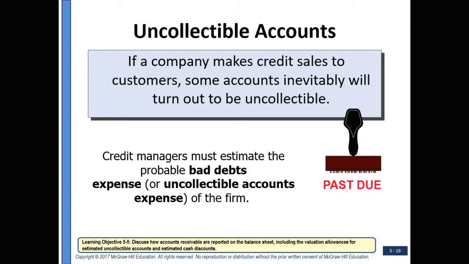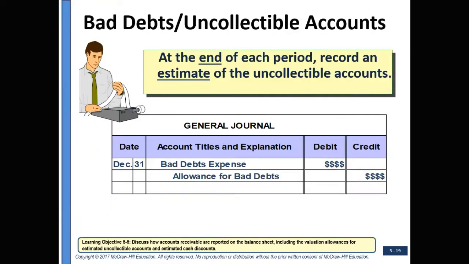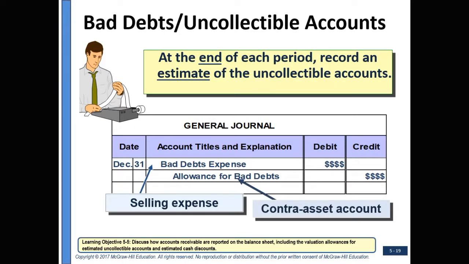What this valuation account that we call the allowance for bad debt expense does is it helps us pair or match the expense with the revenue that it generated, and then allows us to show a true and accurate representation of the value of the accounts receivable account on the balance sheet.